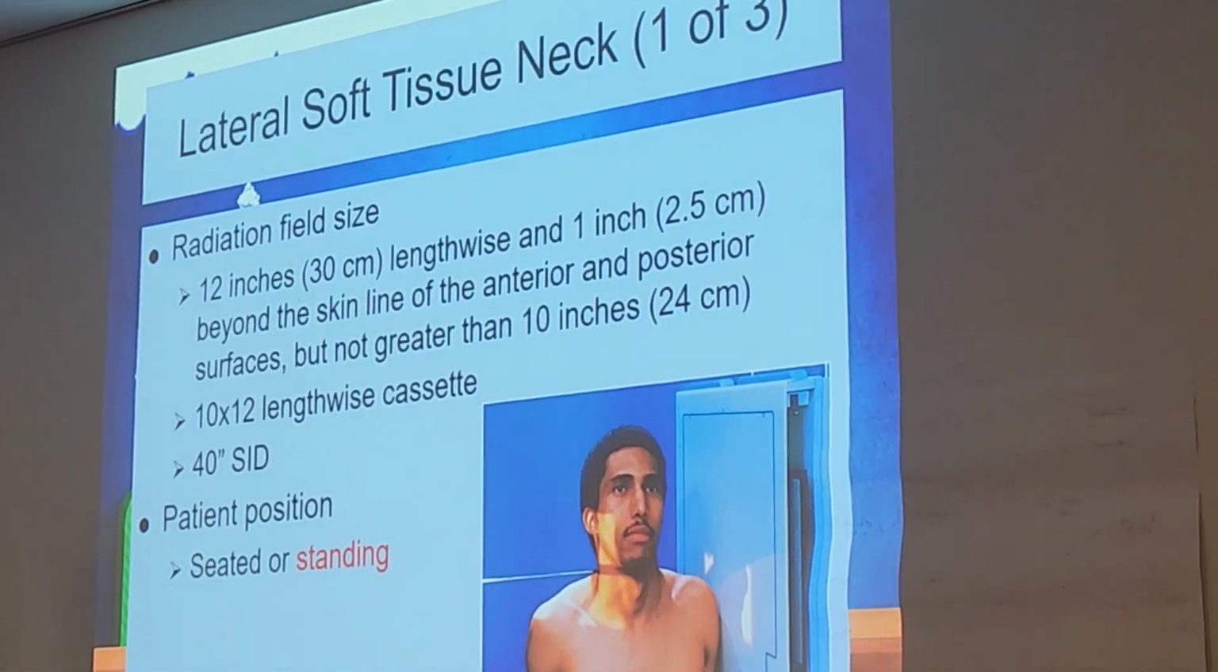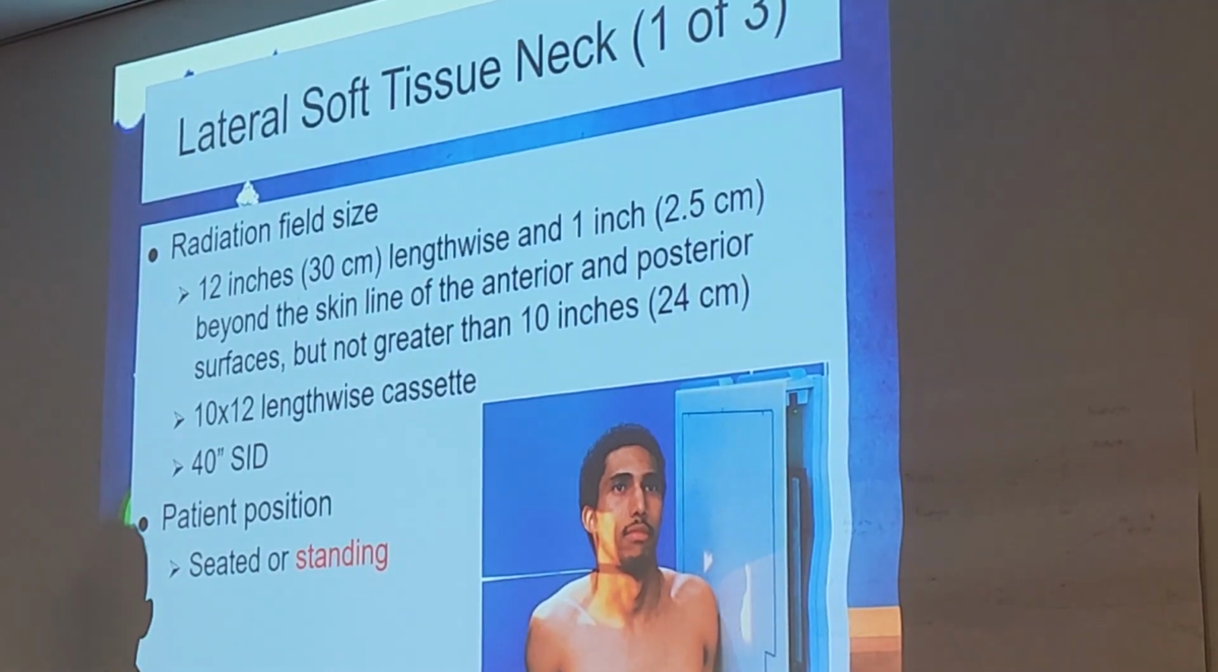Why? To mitigate the OID that occurs because of the shoulders. Both are considered okay. Once again, standing would be superior of the two. If they have to sit down or lay down, we would do cross table, of course. But standing is going to be the best key for that.